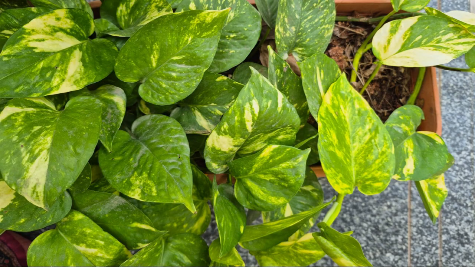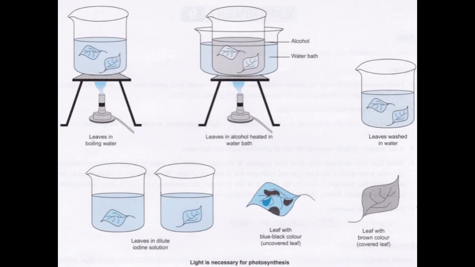Next, what do we do? We pluck one leaf and then boil it in water for a few minutes so as to kill the leaf. We will boil the leaf in alcohol using a water bath until it becomes decolorized. So the purpose of boiling the leaf in a water bath is to remove all the chlorophyll. Otherwise, when we do the iodine test, the blue-black color will not be clear. The chlorophyll will interfere with the iodine test. That is the reason we need to boil the leaf in alcohol using a water bath.